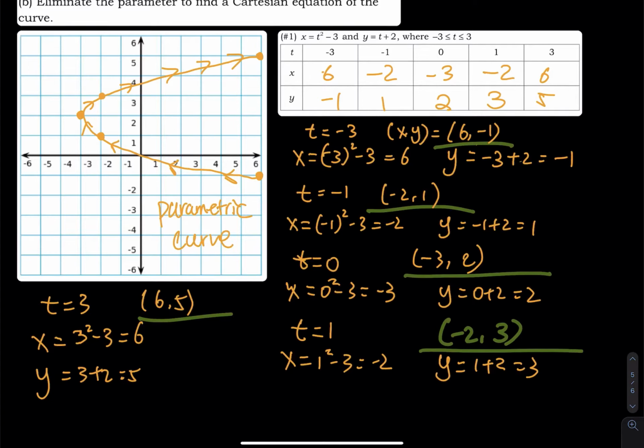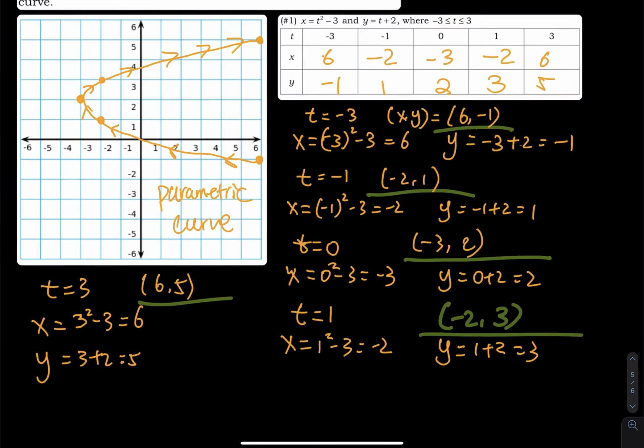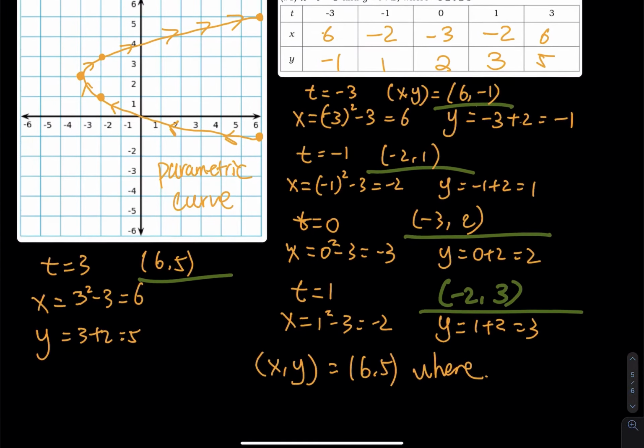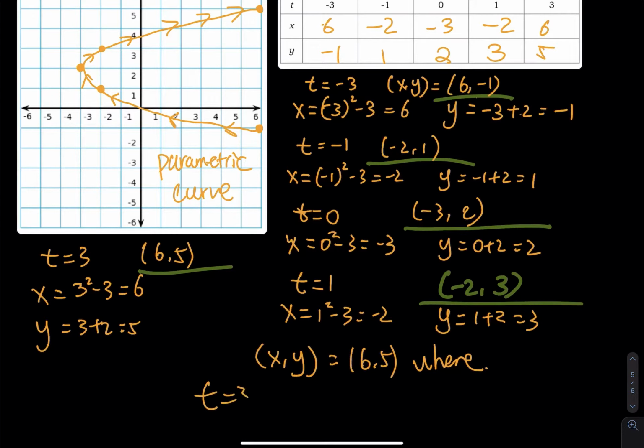So what is the concept behind this? When I give you a rectangular coordinate, let's say x comma y equals 6 comma 5, this tells you where the particle is. When x equals 6, y equals 5, you look at the graph and can see where the particle is, but it doesn't tell you when. When the time is equal to 3, I know the location of the particle is 6 comma 5.